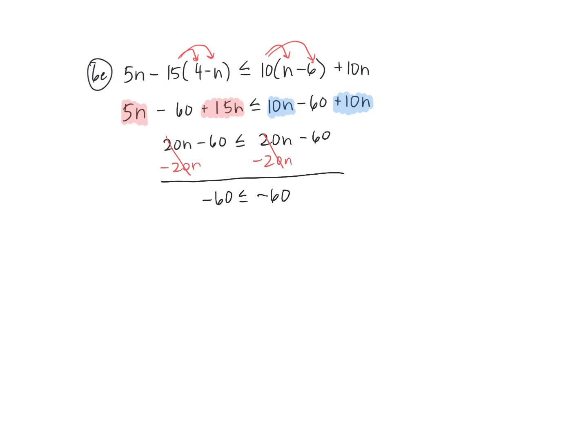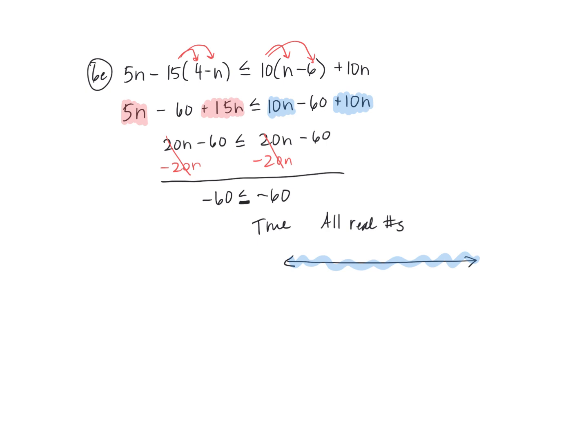So since we canceled out all of our variables, we have to determine if this is a true statement or not. Negative 60 is equal to negative 60. So since we have the or equal to sign under it, it is a true statement. This means that all real numbers are solutions. If we want to draw a number line, there's no boundary, and you would shade the entire number line.